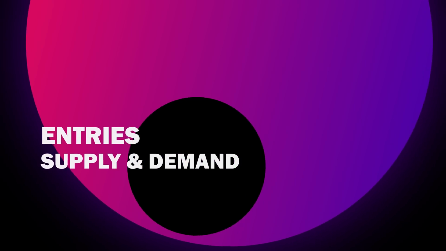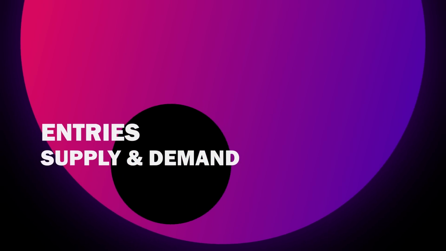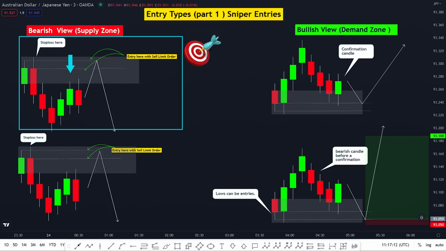Now that you understand how to draw supply and demand zones and the different types of confirmation candlesticks, let's move on to entries. We will start with sniper entries first. We will go over each one of them to show you how to sniper each entry. On the first one we can see that we have a supply zone first, then we have a bullish candle. The bullish candlestick before the confirmation candle is the one that touched the zone here. Then we also have a confirmation candle which is not an engulfing candle.